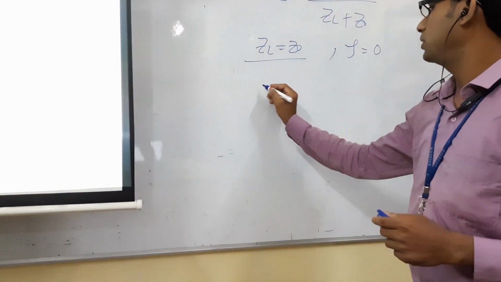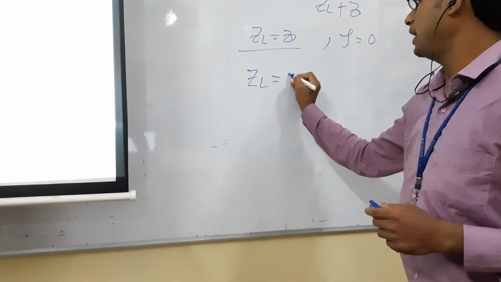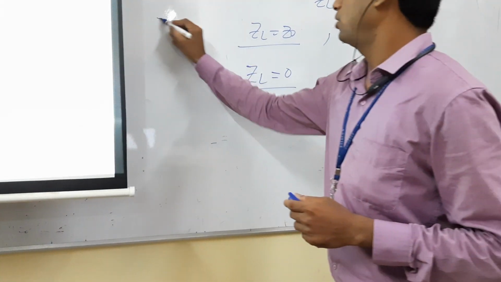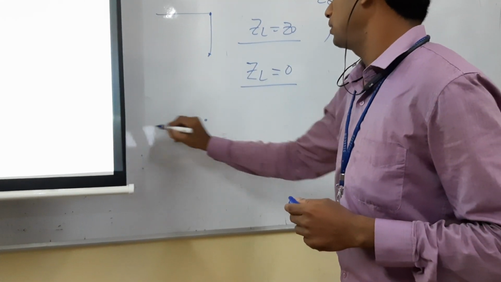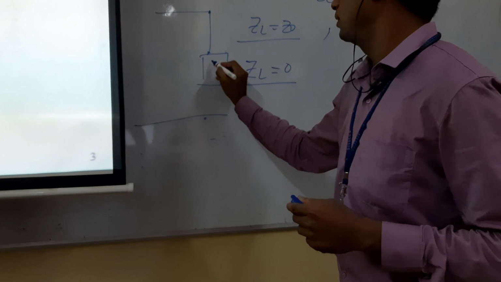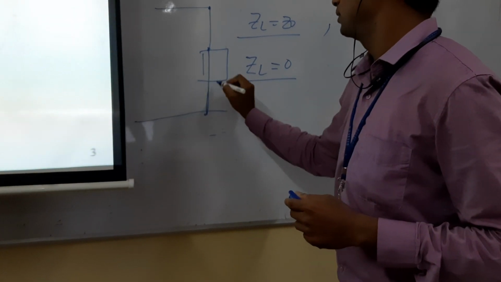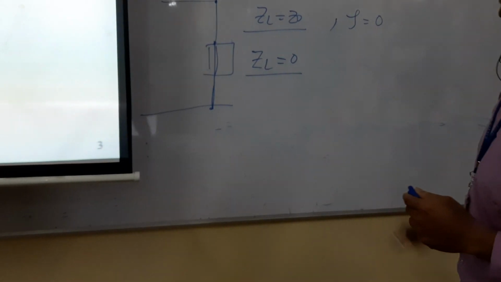Now suppose your load is a short circuit line. That means the load terminal, instead of ZL, is short circuited. That means ZL equals 0. If ZL equals 0, rho equals 0 minus Z0 by 0 plus Z0, that is equal to minus 1. For a short circuit line, the reflection coefficient equals minus 1.